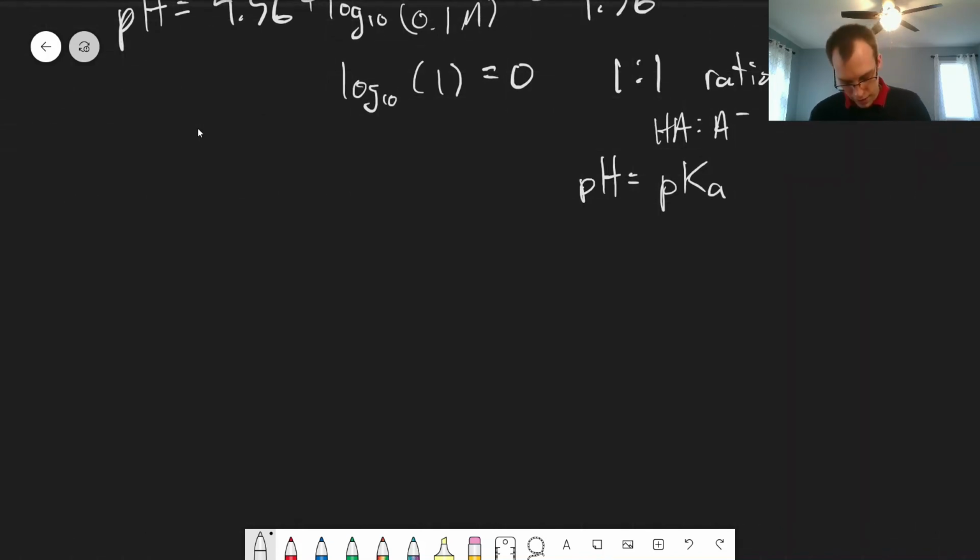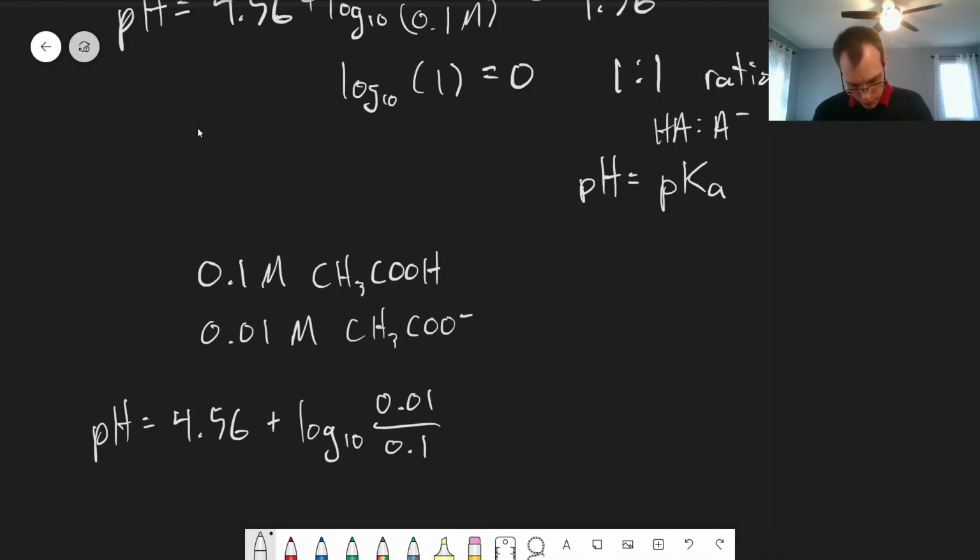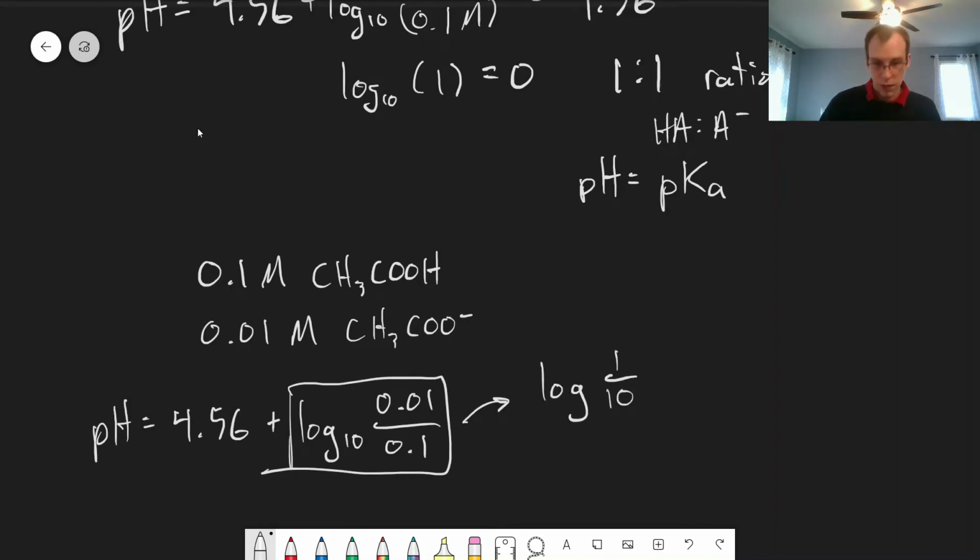What if we instead had 0.1 molar of our acid, but only a tenth of that of our base? All right, so 10 times higher HA to A minus. All right, so we can plug this in again to the Henderson-Hasselbalch equation. All right, the base goes on top, 0.01 over 0.1. So let's just look at this term here. We'll get the log of 1 over 10, of 1/10.